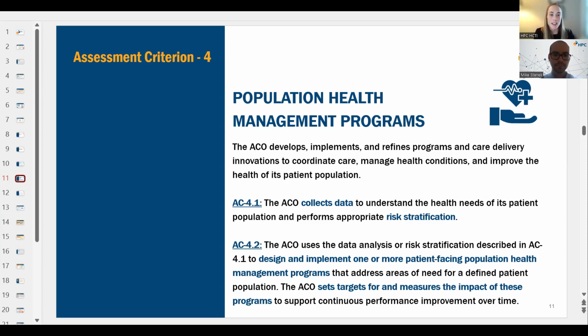So then, to meet the second half of this standard, we ask ACOs to complete a population health management programs and targets template, where we specifically ask ACOs to report on their suite of programs, including the specific interventions, target patient populations, the number of patients served, and information on metrics and targets for measuring the impact of these programs over time.